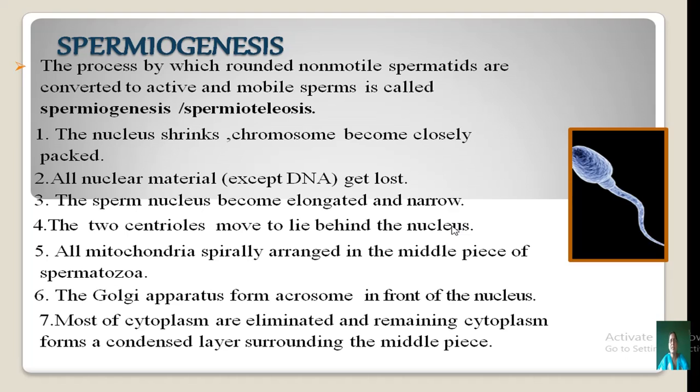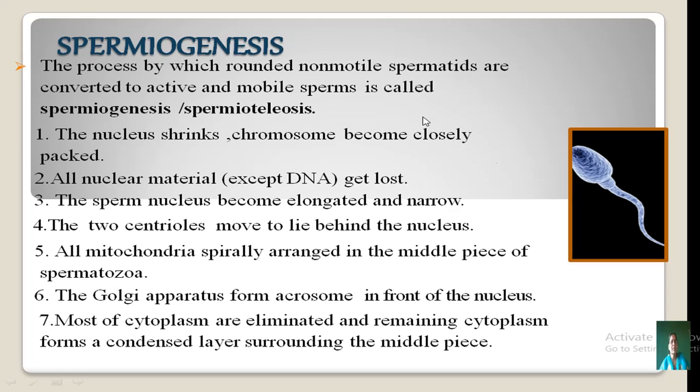What happens to the spermatids? The spermatids are round and non-motile; they cannot move. These rounded non-motile spermatids are converted to active motile sperms by the process called spermiogenesis, or spermioteliosis. You can see the structure of sperm in this diagram. This is the sperm. It is motile and can move from one place to another with the help of its tail.